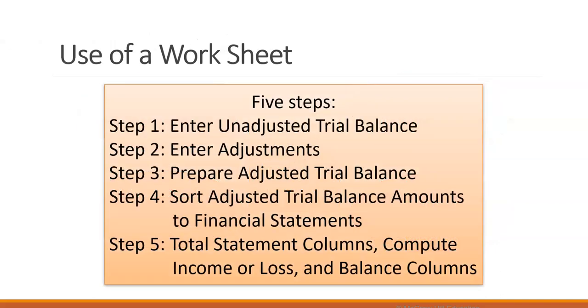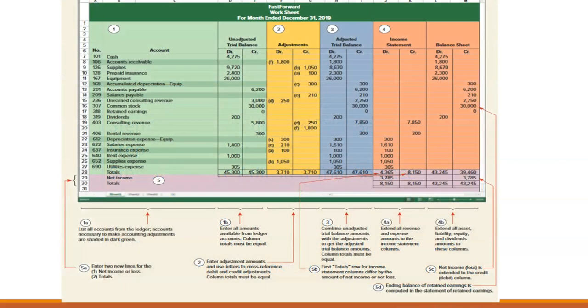So the steps that we perform on a worksheet are we start with the unadjusted trial balance. Then we post our adjustments, show our adjusted trial balance, then create financial statements, and then compute income or loss and balance our columns. So we can see this example here. We start with our unadjusted trial balance. Then we make our adjustments at the end of the month. That gives us our adjusted trial balance, which then creates our income statement, balance sheet, and statement of retained earnings. That is the end of Chapter 3.